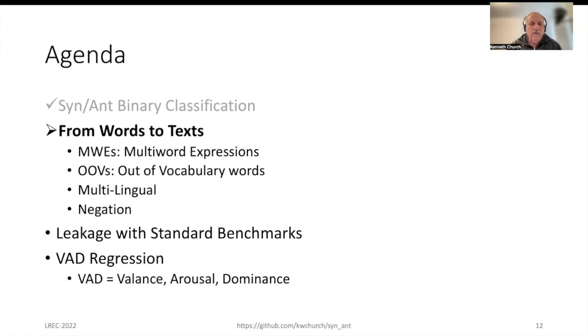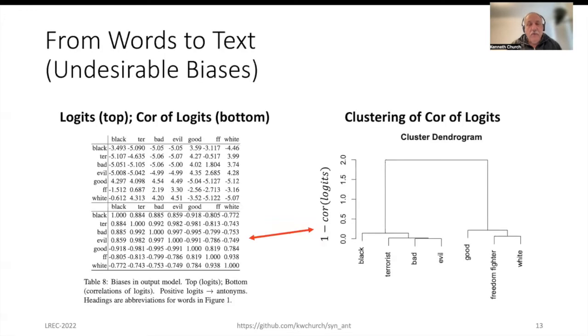Now, more interesting, I think, is generalizing beyond the simple classification tasks that this was trained for. Let's talk about multi-word expressions, out of vocabulary, and lots of other things. So here on the left, the top of the left are the logits coming out of the model. The rows and columns are shorthand for these things. This is showing that the model is actually capturing undesirable biases. I think it's pretty well known that these methods are exposed to that kind of concern. Then on the bottom of the left, we're showing correlations of the top.